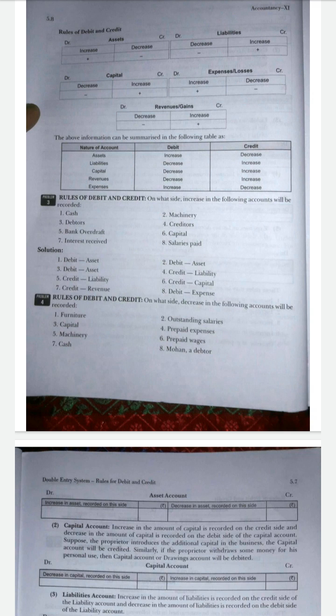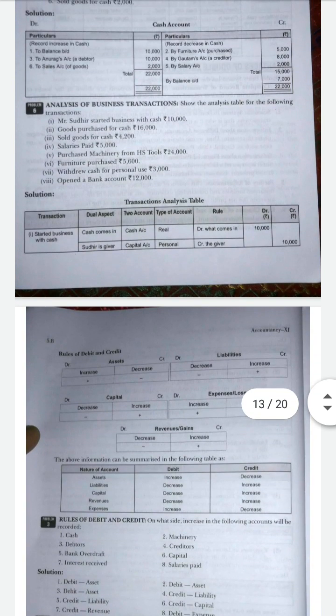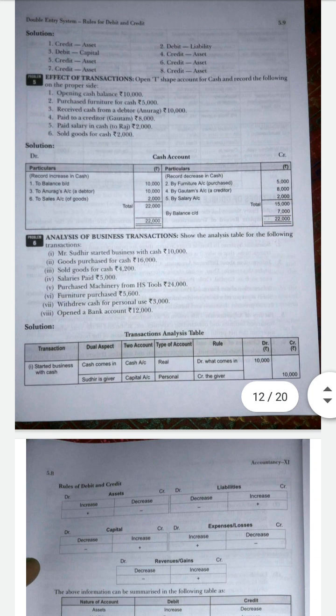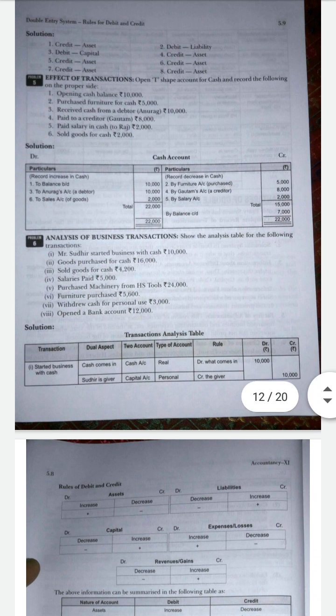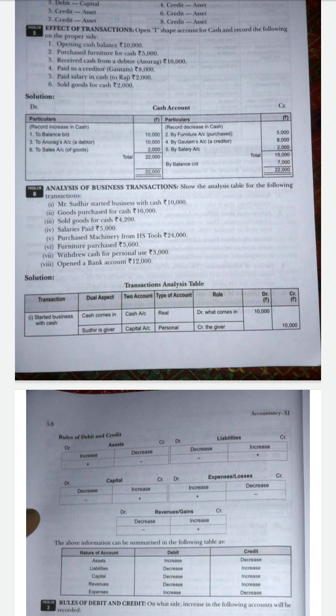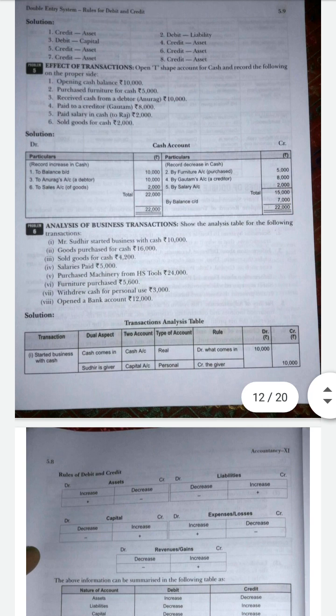See the fourth problem. On what side decrease in the following accounts will be recorded? Decrease. Now we studied about the increase, so as per the rules, we are doing that, but decrease means it is opposite to the rule. See the first one, furniture. Furniture is the asset, and asset is a debit, but it is decrease in value, so we credit it. Understood? Next one is the outstanding salary. We already told, outstanding salary is coming under the personal, that is artificial personal account. Understood?